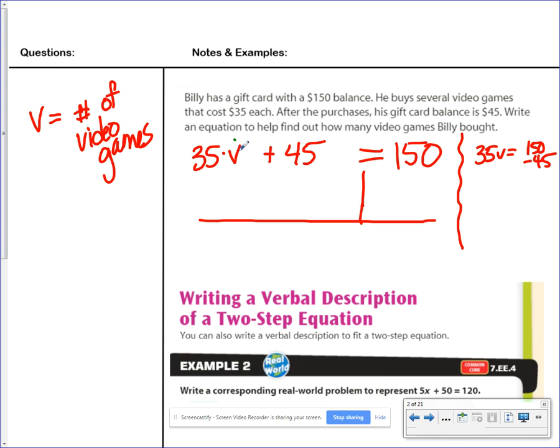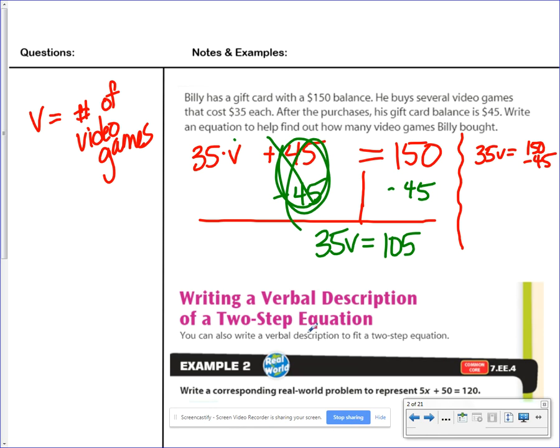You need to get V by itself. So we're going to do that by attacking that plus 45 and undo. Gonna undo it. That goes to 0. 35 times V equals 105. All right, I'm almost there. I need to undo multiplying by 35. I'm going to divide by 35. Divide by 35. And I get V is 3.